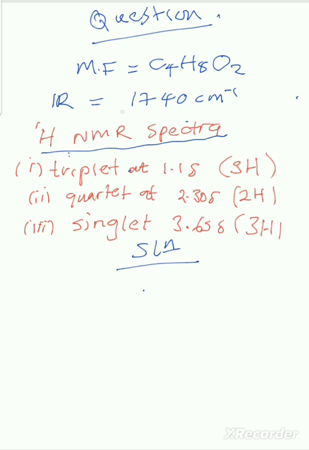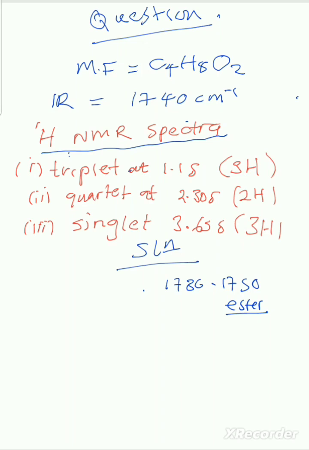Looking at the IR value we have been given, 1740, we need to know the IR values of those common ones that I just showed you. Remember we looked at 1730 to 1750, which was an ester. So 1740 falls in between, and you can tell this is an ester. So we have identified that this is an ester, but we are not fully sure yet. So let's look at the NMR spectra.